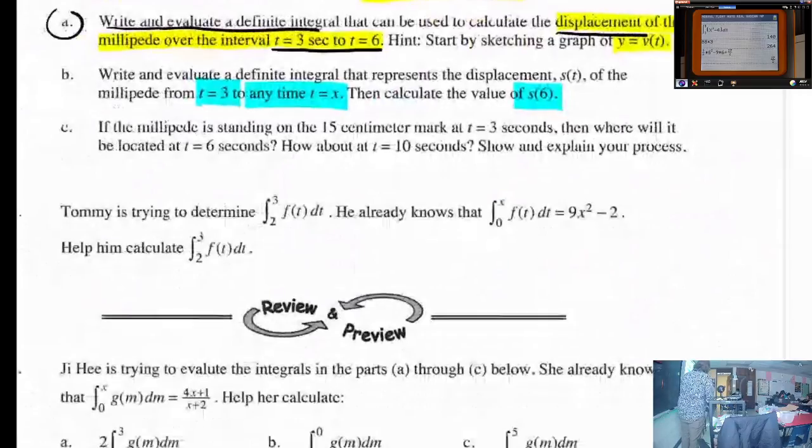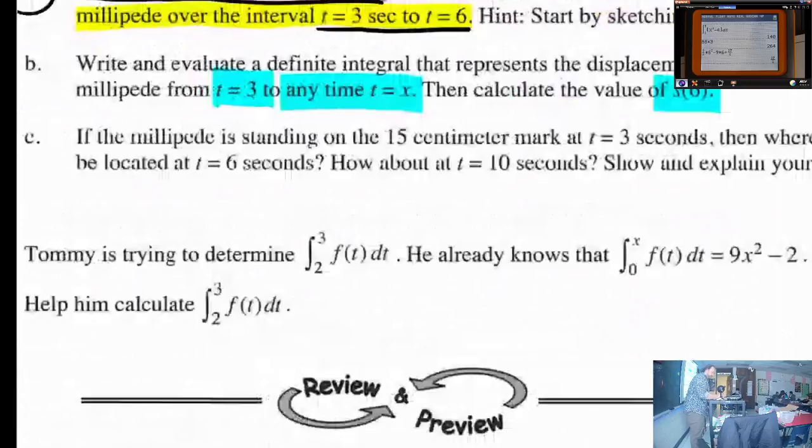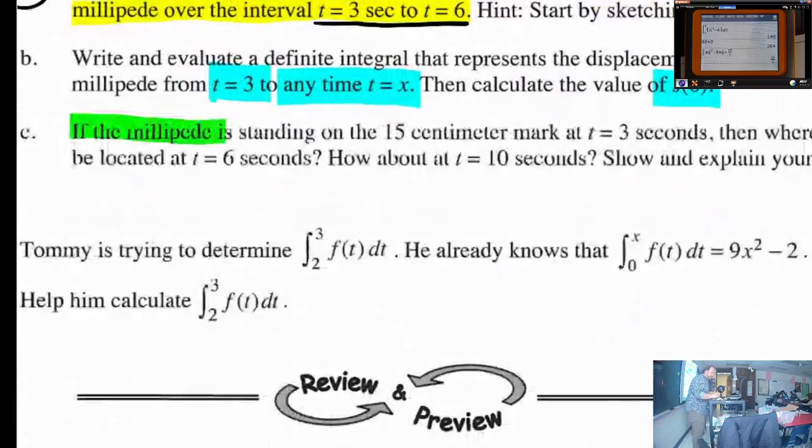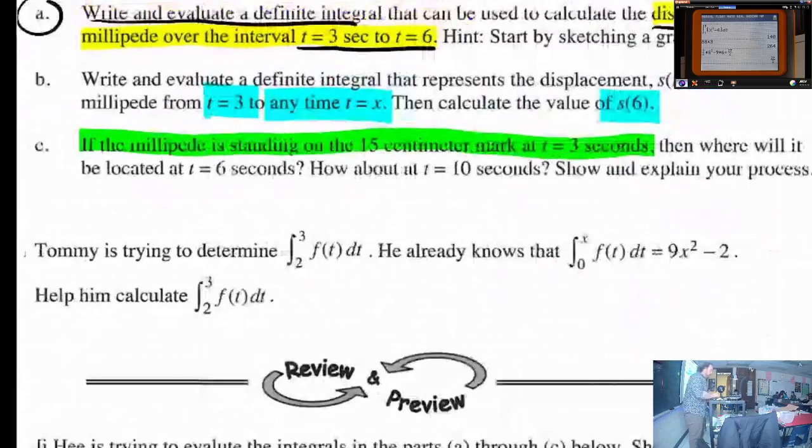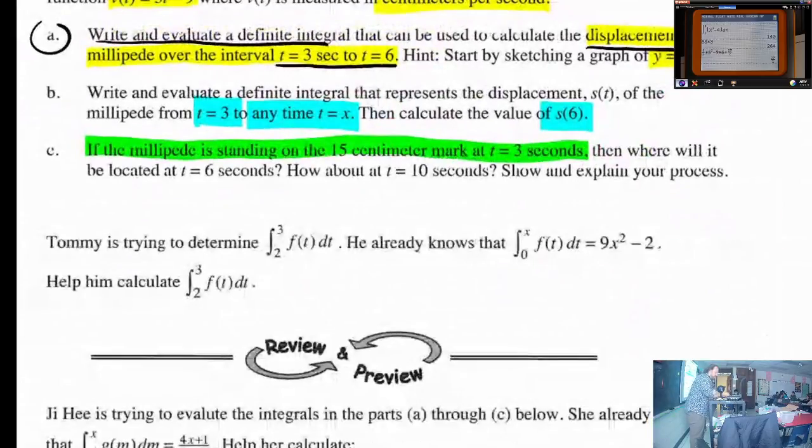Now here is another question too. Question C. This is setting the stage for the next level of these kinds of questions. In question C, we're given what's called an initial condition. If you look at this first sentence, the millipede is standing on the 15 centimeter mark at t equals 3 seconds. That's what's known as an initial condition, because that 27 over 2 that we just found, what's 27 divided by 2? Hang on, I'm going to use decimals for this. 13.5, sorry.